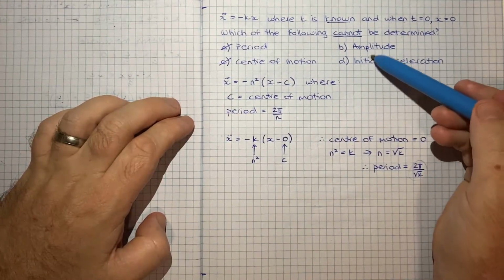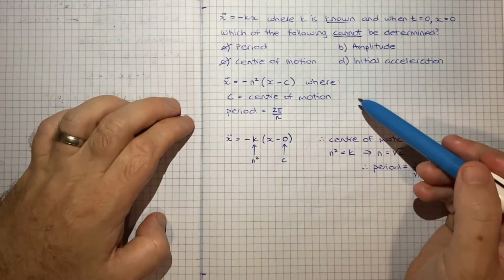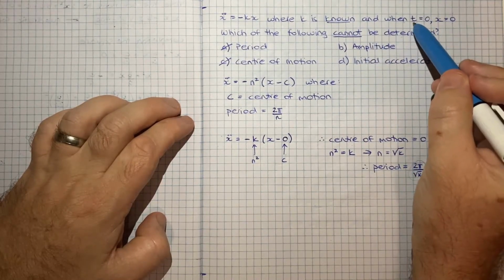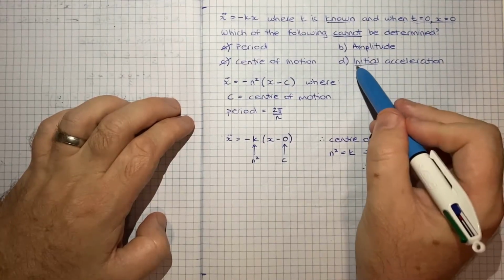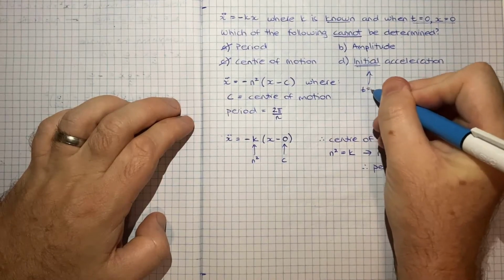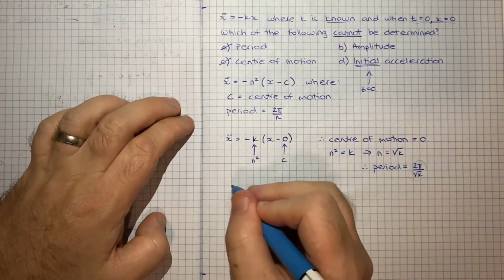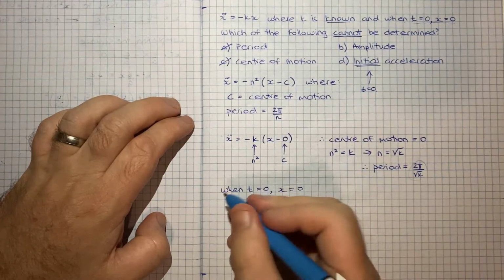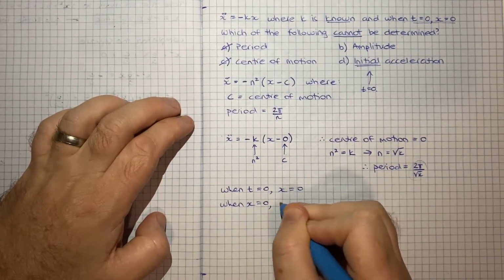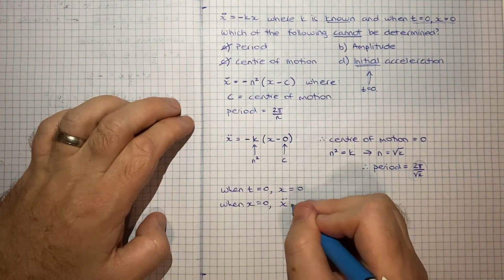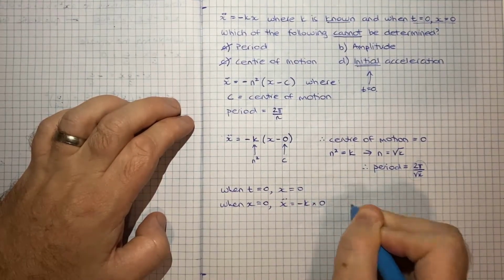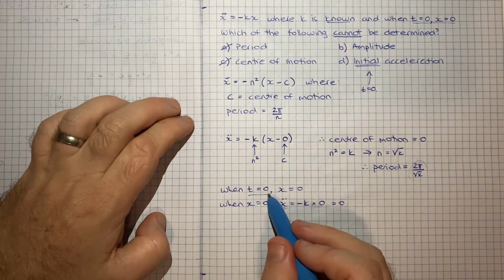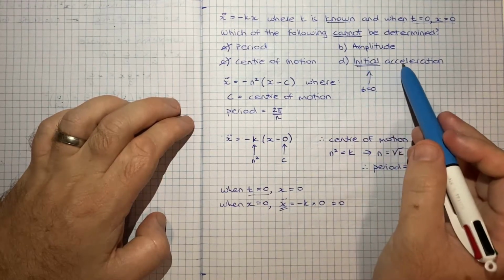And now that we've got it down to these two options, the question becomes, can we work out one of these? I think what we can use is this fact here, because initial acceleration essentially means t is equal to 0. So when t is equal to 0, x is equal to 0, and when x is equal to 0, x double dot, the acceleration, is equal to negative k times 0, which is 0. So we can actually work out x double dot at t equals 0. So our initial acceleration can be determined.